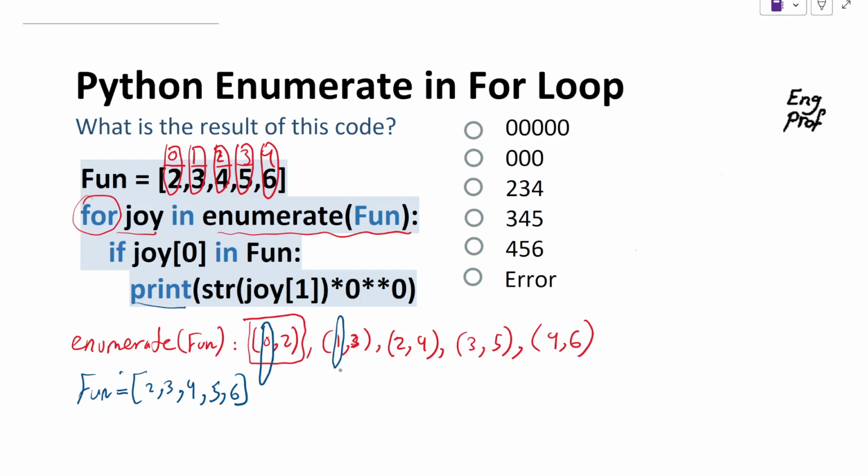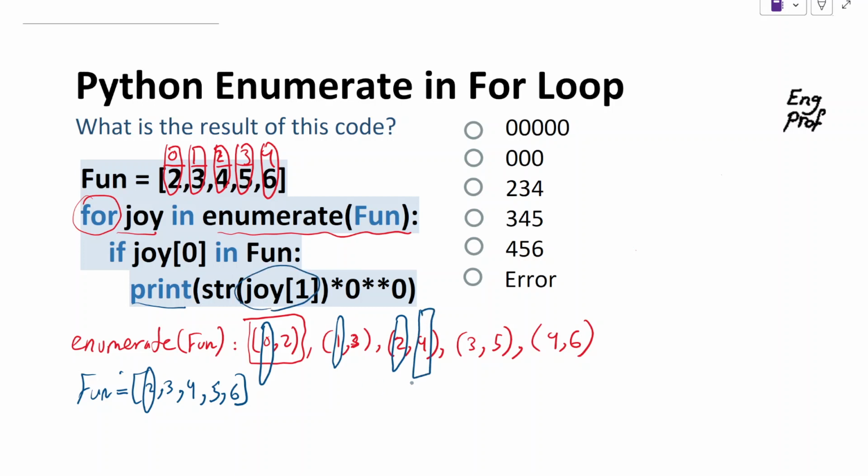1, next 2-tuple, no, it's not there. 2, the third 2-tuple, yes. Joy 0 is in fun because we see 2 there. Then it says go and form a string of joy 1. So it means look at 4.